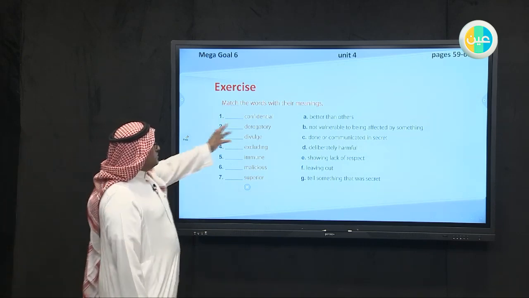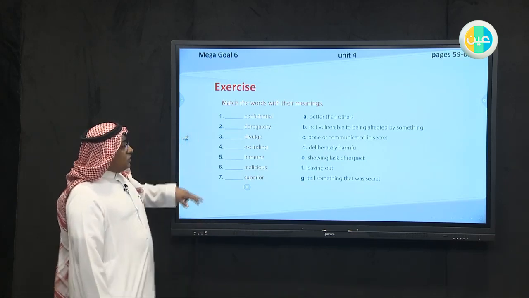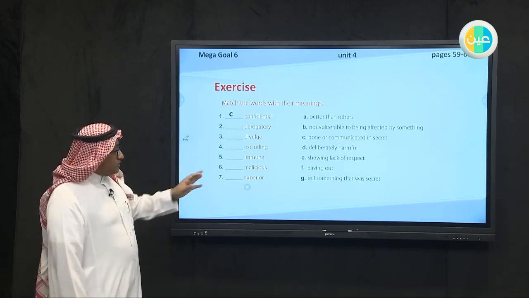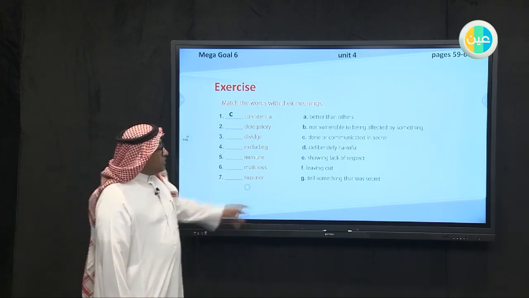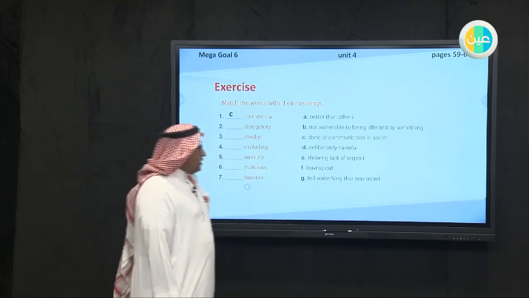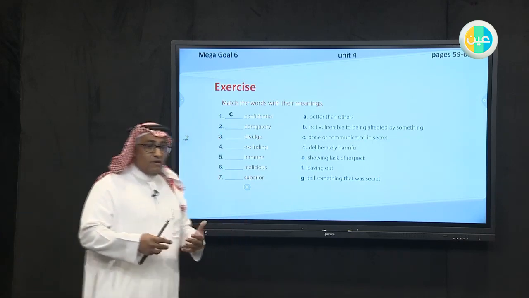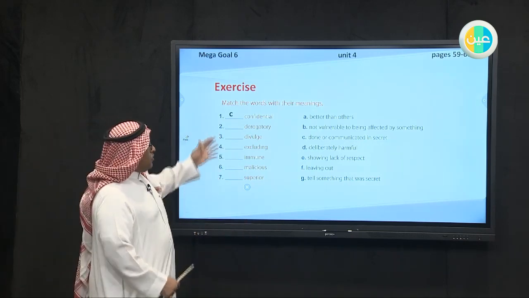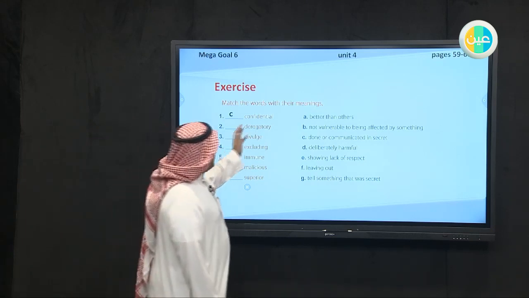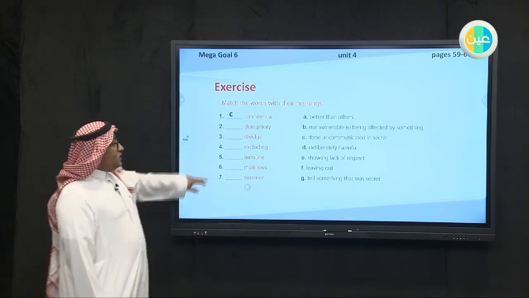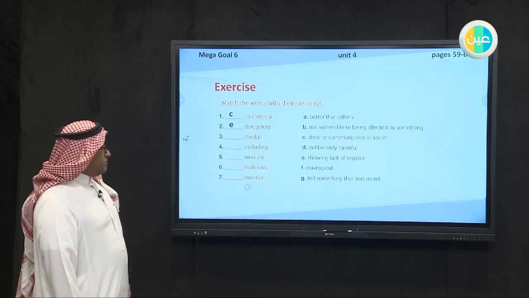Now, in this exercise, we are going to identify new words. Look here, guys. Confidential. What do you think? What does confidential mean? I'm going to give you the answer directly and explain the definition. Confidential means done or communicated in secret. It means to speak in secret to others. We call it in Arabic sirri. Another word, derogatory. Derogatory means showing a lack of respect.